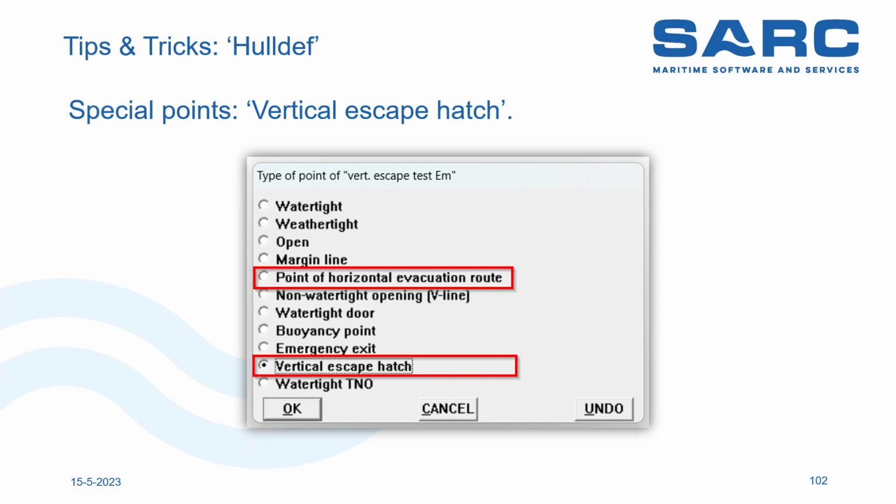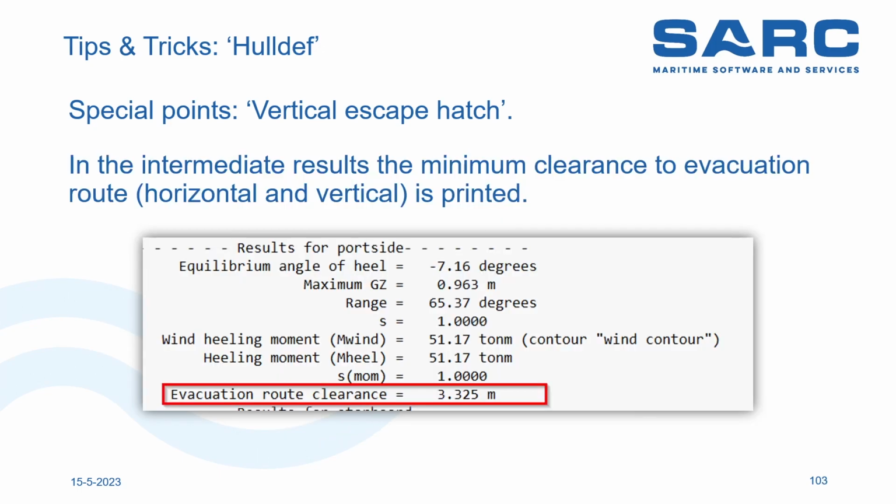The nice thing of having a dedicated vertical escape hatch is not only that we have a weathertight opening which has the same effect, but in the output of the intermediate results, it's also mentioned. What you see here, the evacuation route clearance, is the minimum distance of all horizontal or vertical escape routes. So it takes the minimum distance for both of the points.